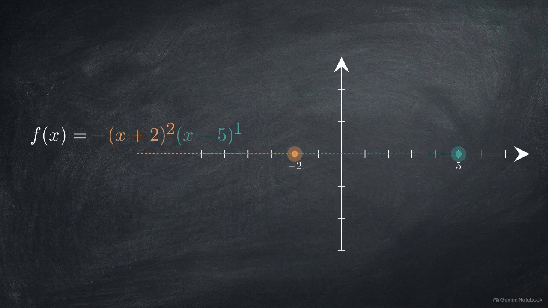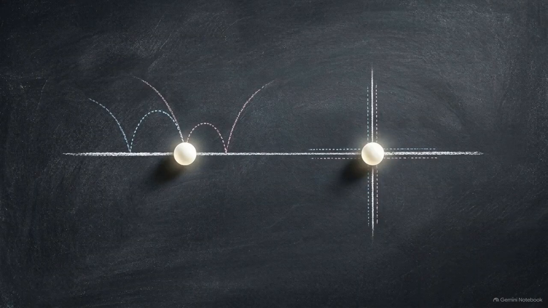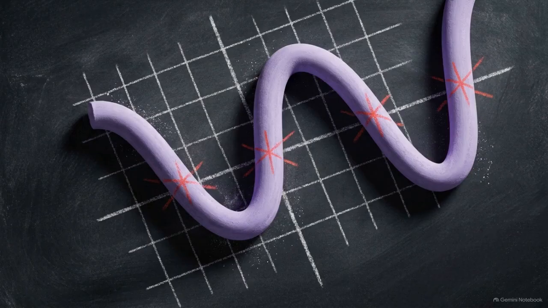We must know the geometric behavior at these points, dictated by the exponent. An even multiplicity, like the power of 2, creates a localized parabola bouncing off the axis. Conversely, an odd multiplicity, like the exponent of 1, forces a linear path crossing the axis. These roots and their localized behaviors form the internal framework of the graph. The curve is constrained by these rules at the x-axis before it travels anywhere else.